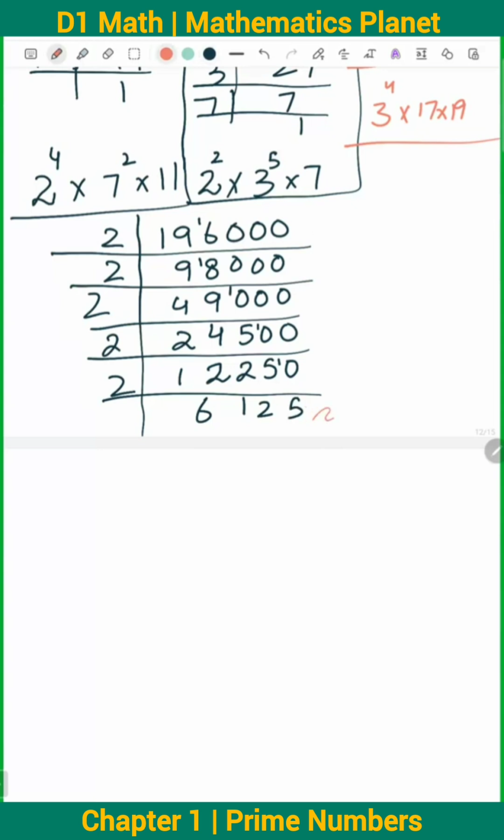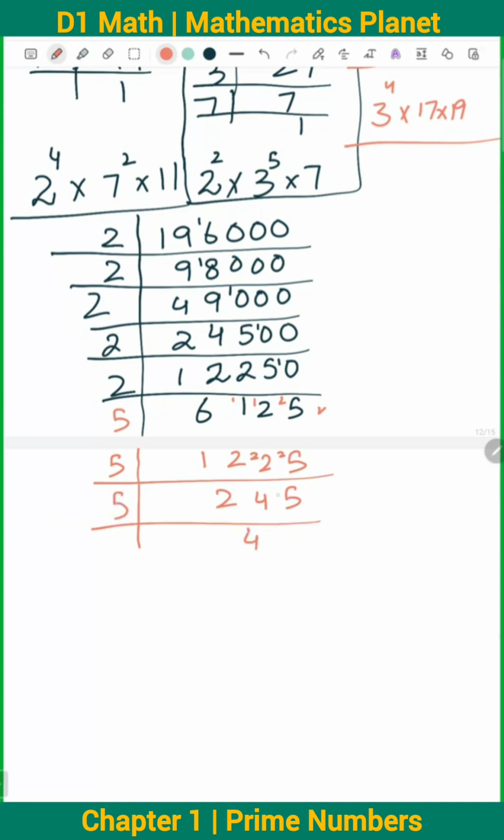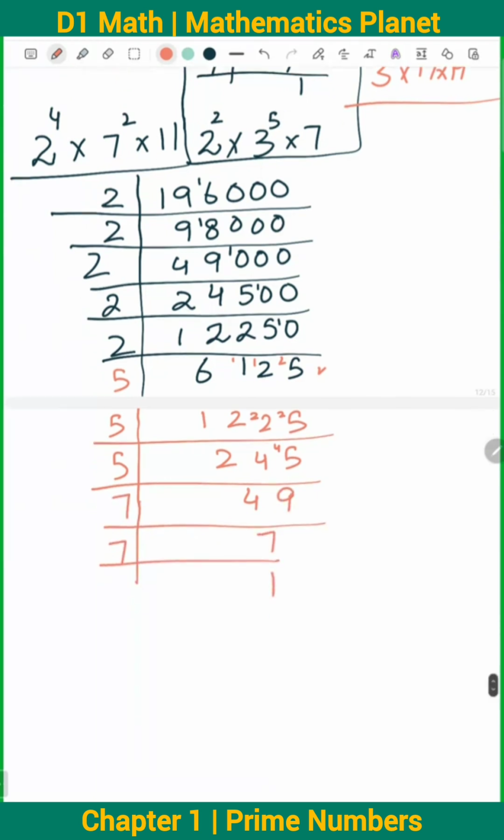We need to do it with 5 now. So 5 times 1 is 5, 2 is 10, 2 is 10, 5 is 25. 5 times 2 is 10, 4 is 20, 5 is 25. 5 times 4 is 20, 4 carried, 9 is 45. So we have 7 times 7 is 49. 7 times 1 is 7. So finally we ended up with 2 to the power 5, then 5 to the power 3, and 7 to the power 2.